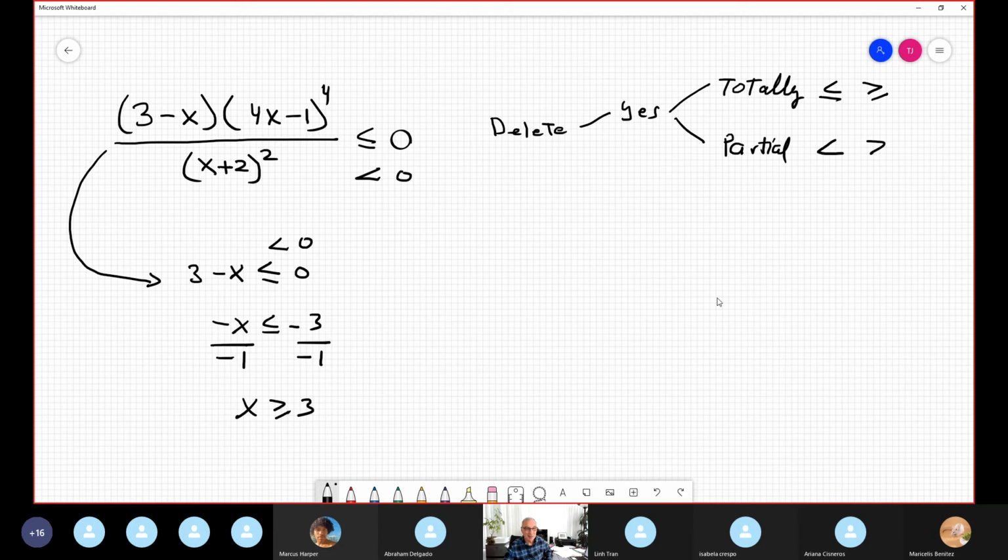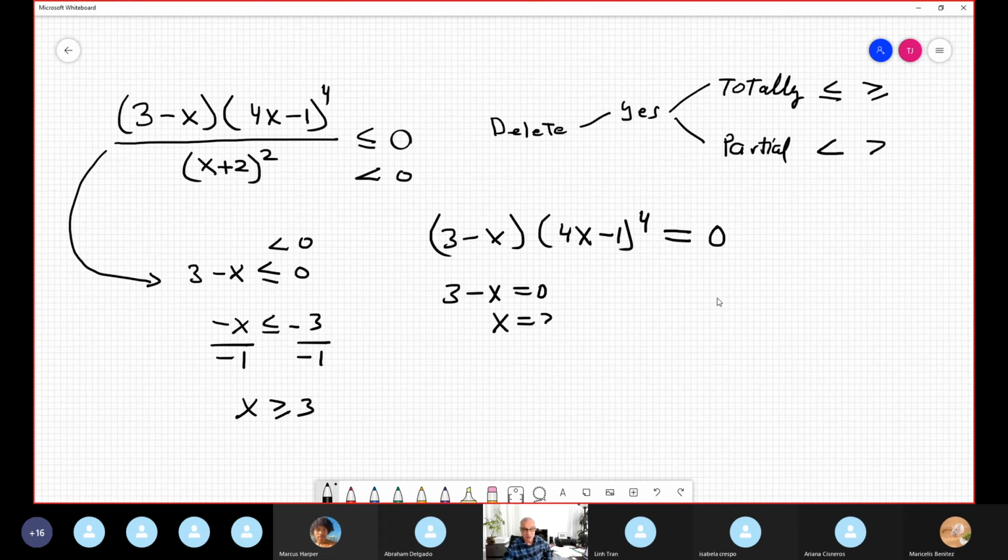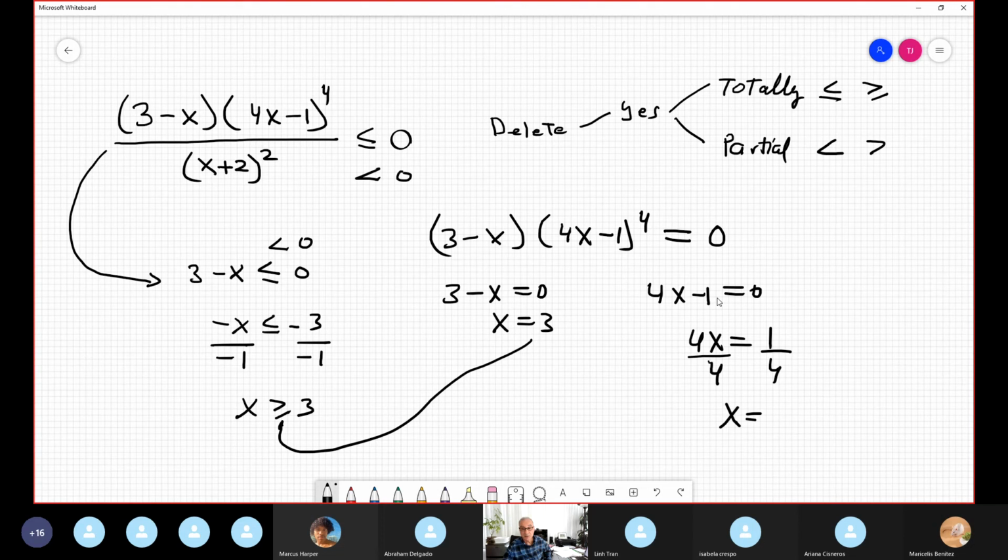The equal sign gives the critical values of the top, which is (3 minus x) and (4x minus 1) to the 4th power equal to 0. Then you separate two pieces. 3 minus x is equal to 0. Wow, it's easy, x equal 3, exactly the same. So this 3 is logical, include this 3 as an endpoint. But we include another one: 4x minus 1 equal to 0, which is 4x equal 1, x equal 1 over 4, 1 quarter.